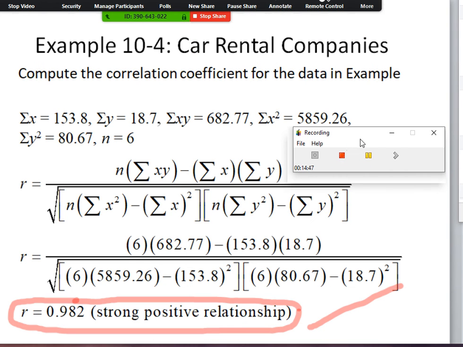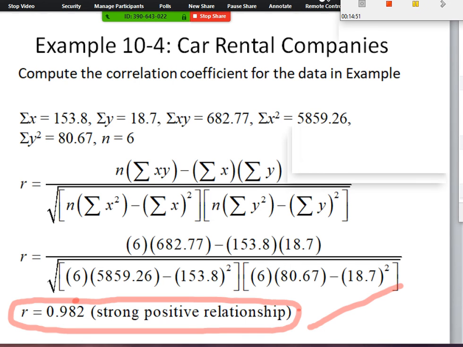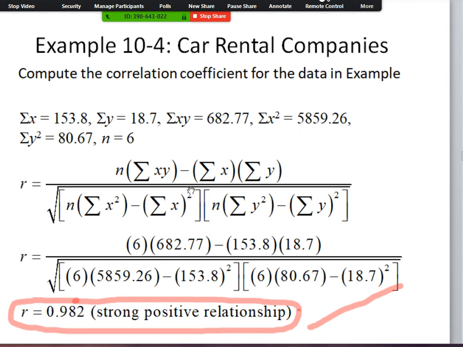Okay, so you guys should all be back. And these should be the numbers you should have down in here, right, for each of these. N is 6. The sum of the xy's is 682.77. The sum of the x's is 183.8. The sum of the y's is 18.7. N times the sum of the x's squared. That's this one right here, the sum of the x's squared. And then this is the sum of the x's. So this is just, you take the sum of the x's, and then you square them.